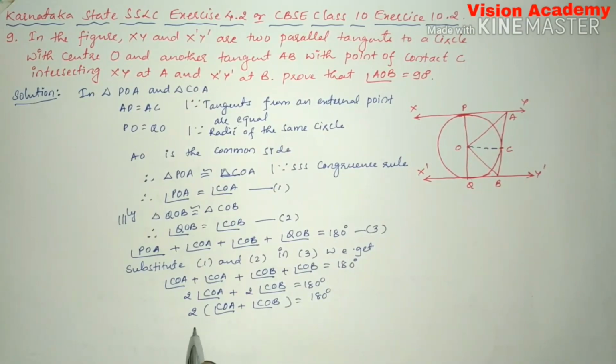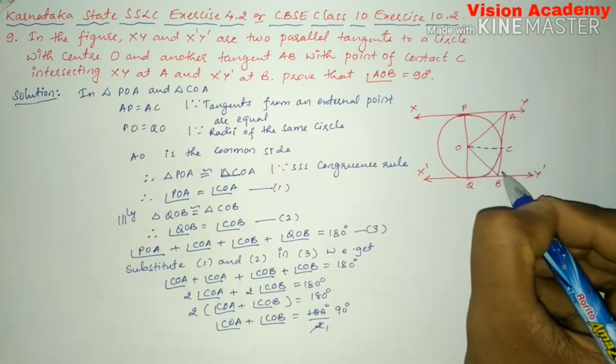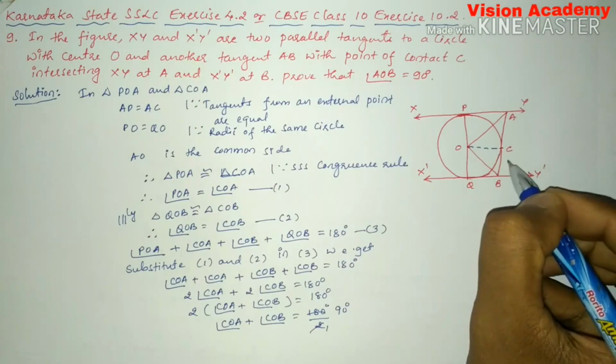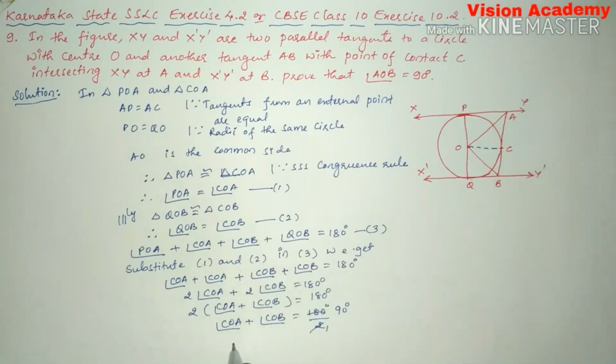Now transform this 2 from LHS to RHS. Angle COA plus angle COB is equal to 180 degree divided by 2. 2 ones are 2, 2 nineties are 180. So here angle COA plus COB is equal to 90 degree. Here angle COA and COB forms AOB. Here we'll write angle AOB is equal to 90 degree. Hence the proof.